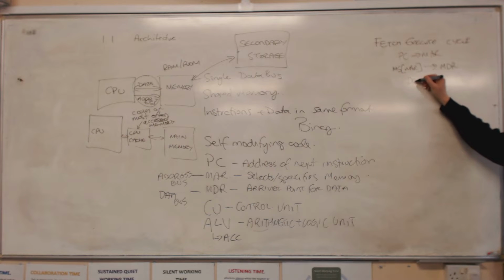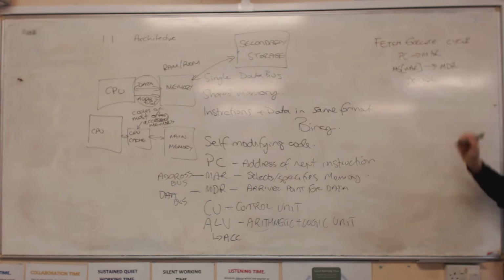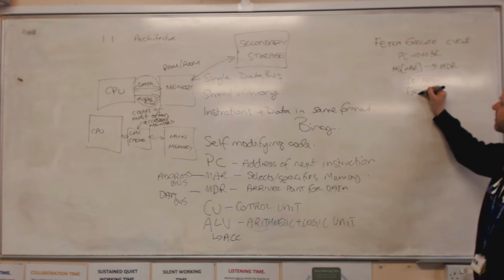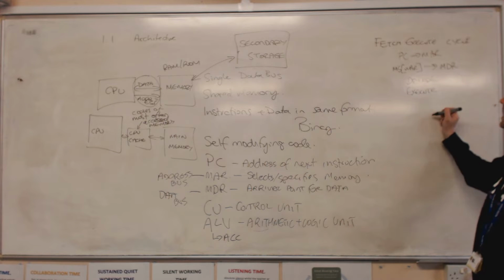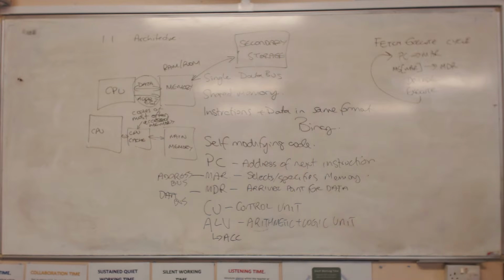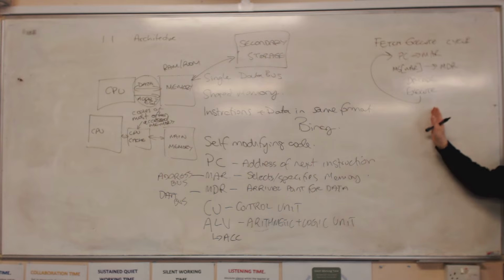Then we can decode it, work out what instruction it is, then we can execute it. And then all we do is we do that whole thing again. And we just keep doing that until the power's turned off. If you've got a clock speed of 3 gigahertz, you'll be doing this 3 billion times a second. Well, you won't, the CPU will.